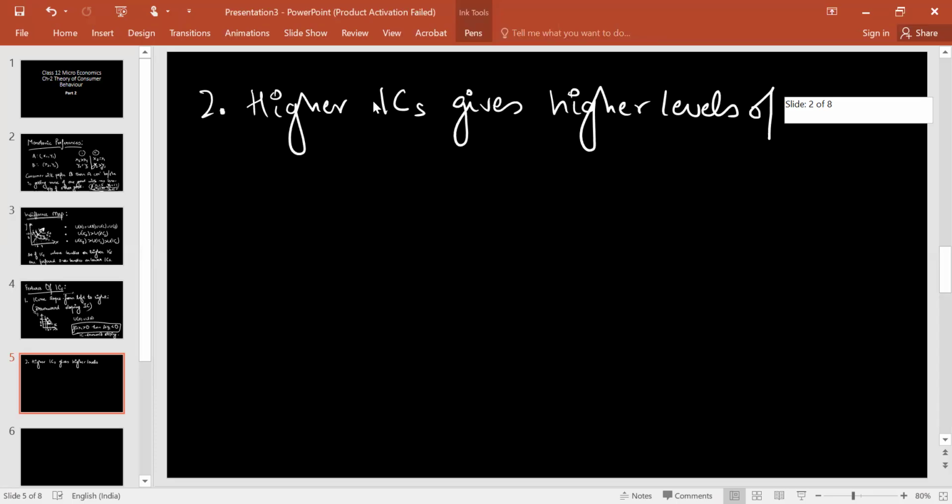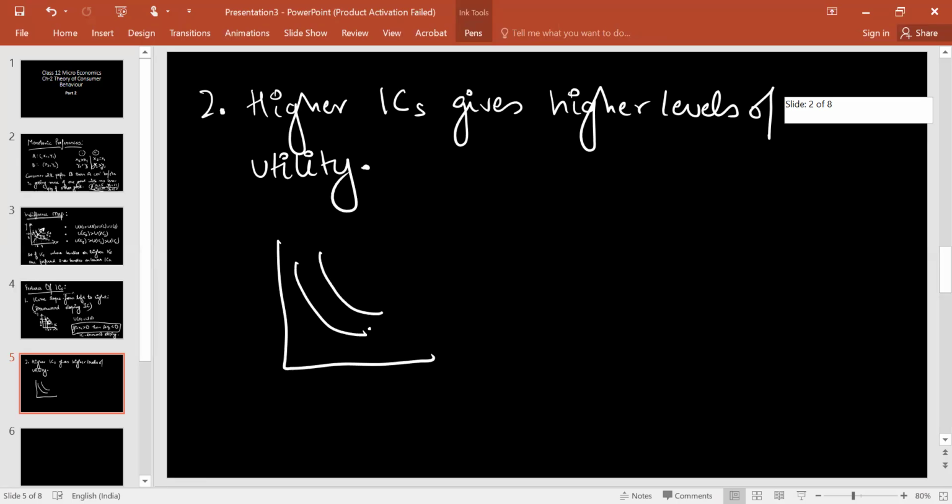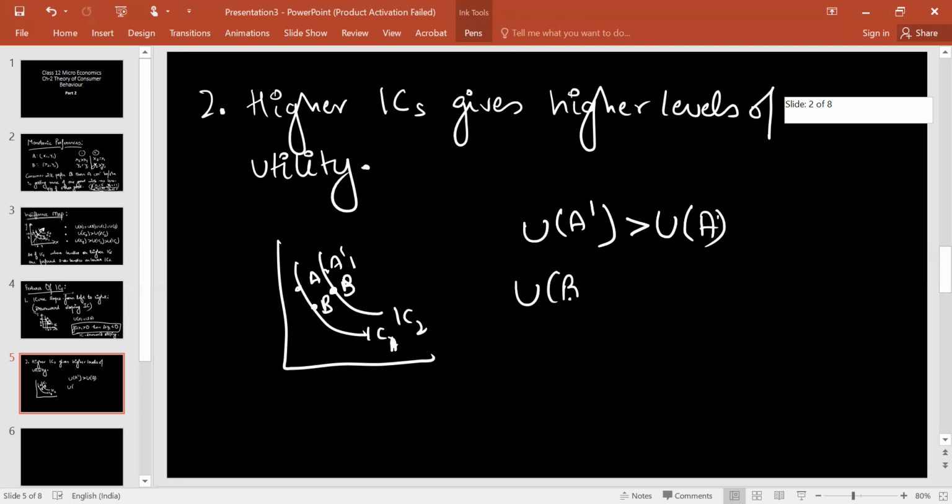Higher levels of utility. Why so? Because as we know, if we move from one indifference curve to another indifference curve, from left to right, we are getting higher levels of utility. Let's say it is B dash and B, or A and A dash. The utility that I derive from A dash is greater than the utility derived from A. Similarly, the utility derived from the B dash consumption bundle is higher than the utility derived from B. So that is why a higher indifference curve gives us a higher level of utility.